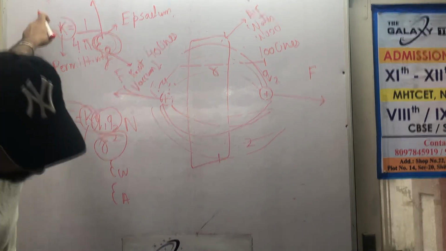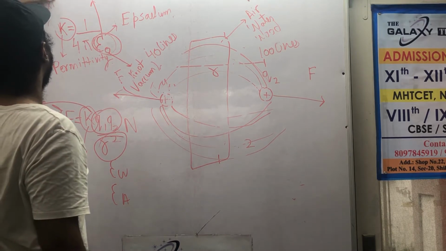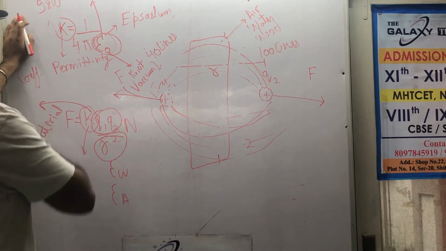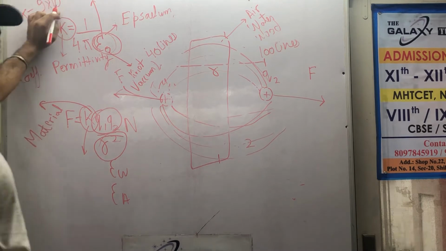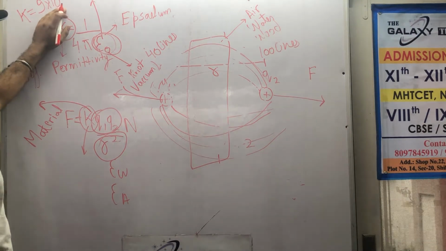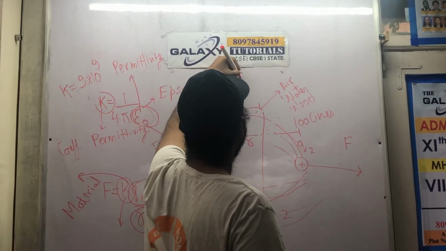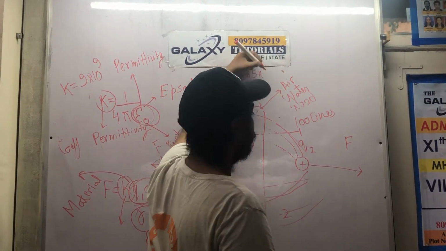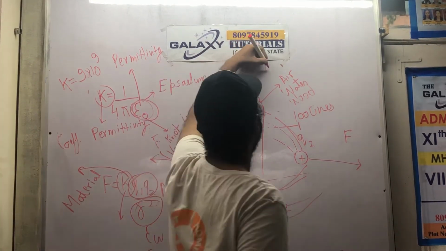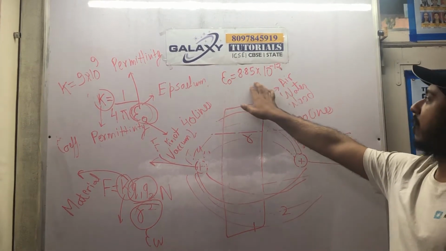Okay, sir. Now we will find the value of this constant k, which is 9 into 10 raised to the power 9. The value of this constant has no SI unit because it is a constant. The value of epsilon naught is equal to 8.85 into 10 raised to the power minus 12. This value is for vacuum only.